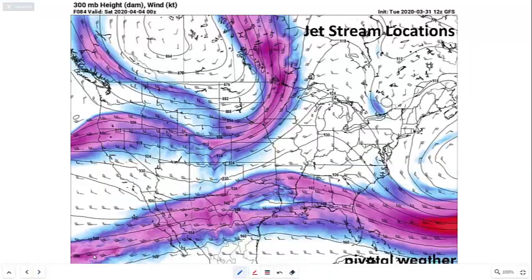So here's a weather map for, let's see, 00 on the 4th. Local time, that would be 7 p.m. on the 3rd. So this would be Friday at 7 p.m. Grand Forks located here. And this is the polar jet stream. And this one is the subtropical jet stream.